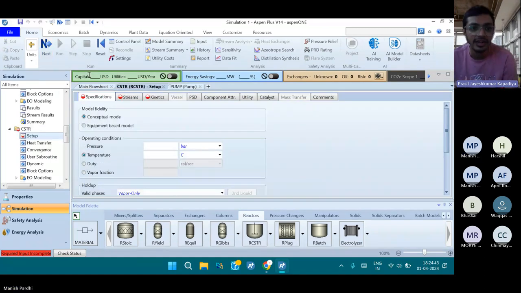We will add the reactor. So what is told? First add temperature and pressure. The reactor model operates at 580 PSIA and 248 Fahrenheit. So let's add temperature 248.